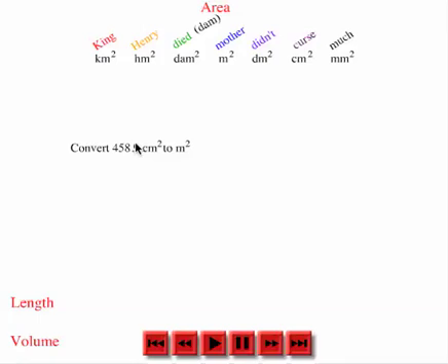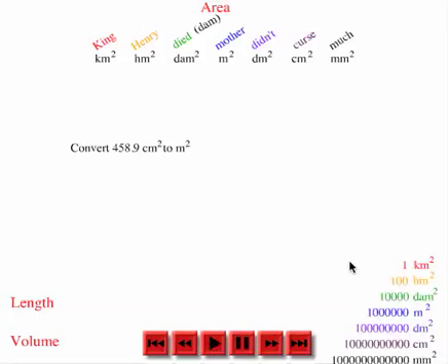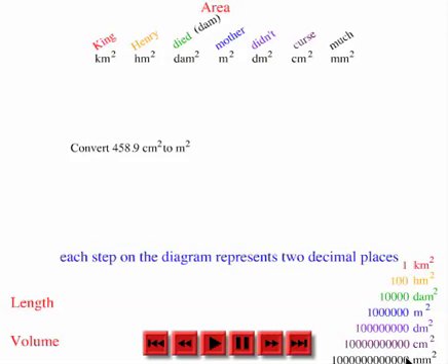When you multiply by 100, you move the decimal place 2 steps to the right. Okay? So every step on the diagram represents 2 steps with a decimal place. Alright? Okay, so let's have a look. And that's what we can see here. So each step on the diagram represents 2 decimal places.